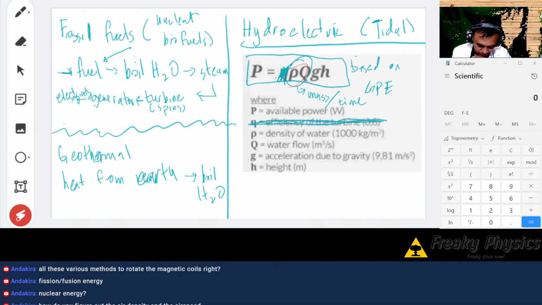So again, this density rho times Q is equivalent to saying mass per unit time. And mass times g times h, which is mgh, divided by time gives you power. Everything else is just additional details, but these are the most important ones.